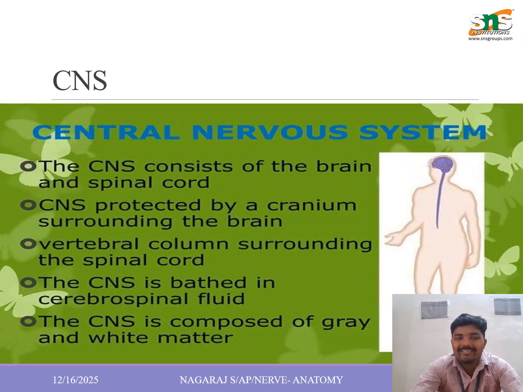Then we will go to the central nervous system. The central nervous system consists of the brain and spinal cord. The CNS is protected by the cranium surrounding the brain, and the vertebral column surrounds the spinal cord. The CNS is bathed in cerebrospinal fluid and is composed of gray and white matter.